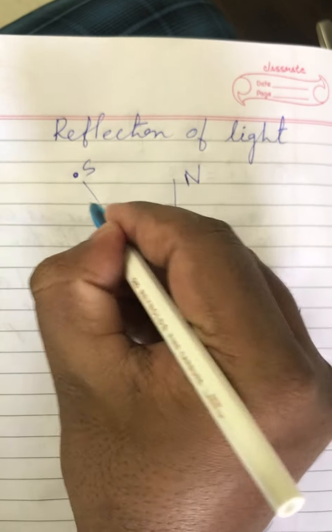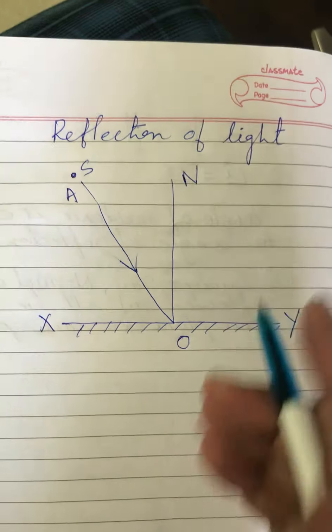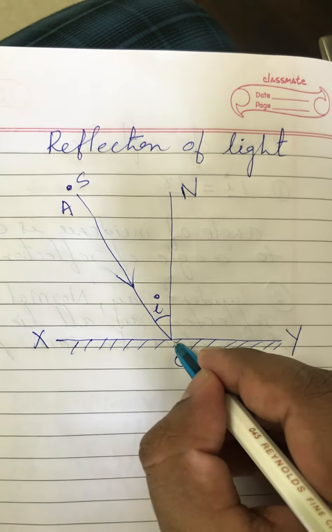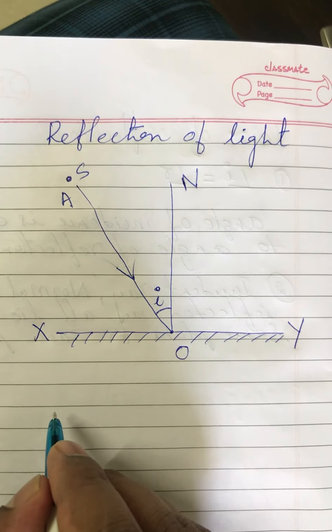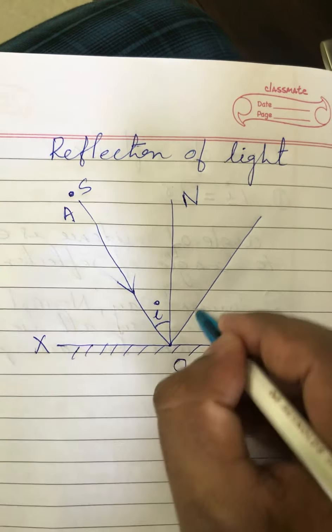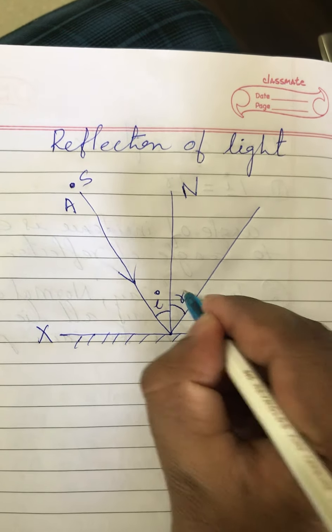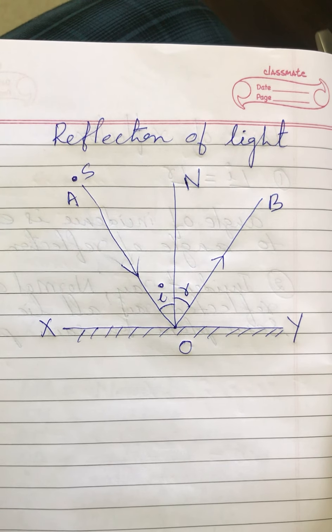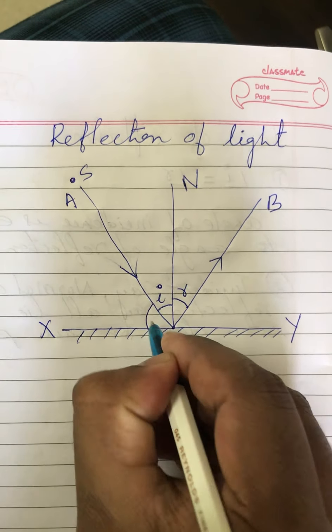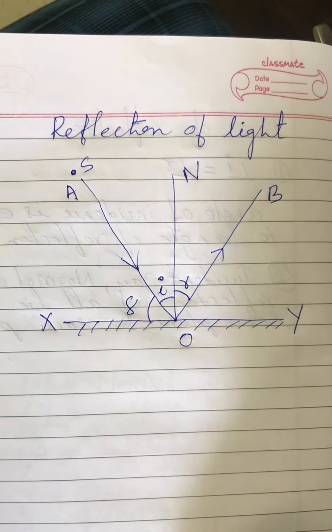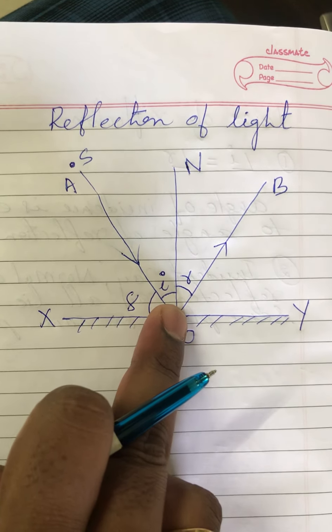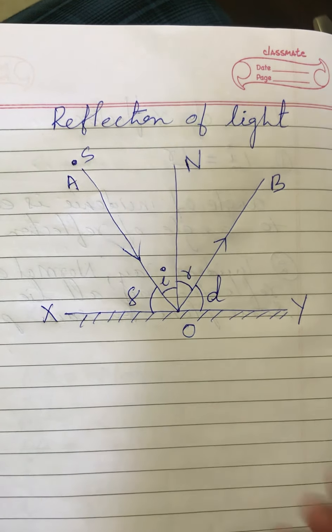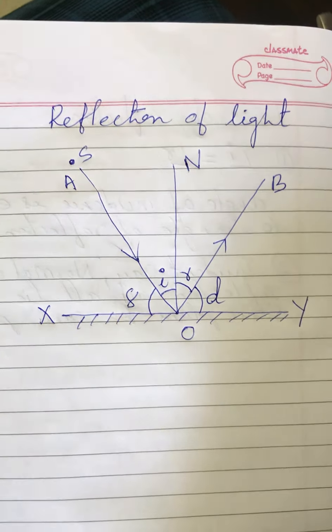AO is the incident light ray, which will make an angle here, that is called I, angle of incidence. After hitting the surface at O, it will bounce back to the same medium, that is called angle of reflection, and that is called OB, reflected light ray. Here one angle will form, that is called glancing angle, angle between the surface and the incident light ray. This is called D, angle of deviation, angle between the surface and the reflected ray.